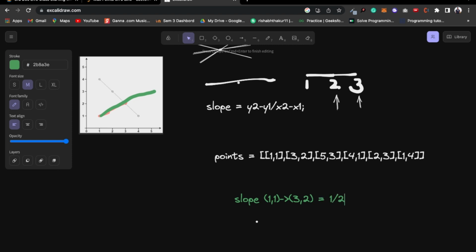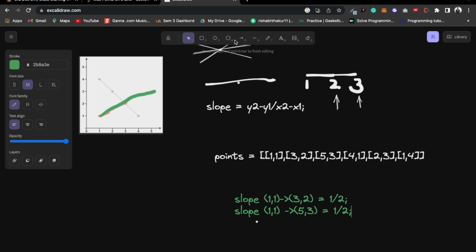Now let me calculate the slope of 1 comma 1 with respect to this 5 comma 3. The slope comes out to be 3 minus 1, which is equal to 2, and 5 minus 1, which is equal to 4. So 2 upon 4, again 1 by 2. So you can see that the slopes are equal.